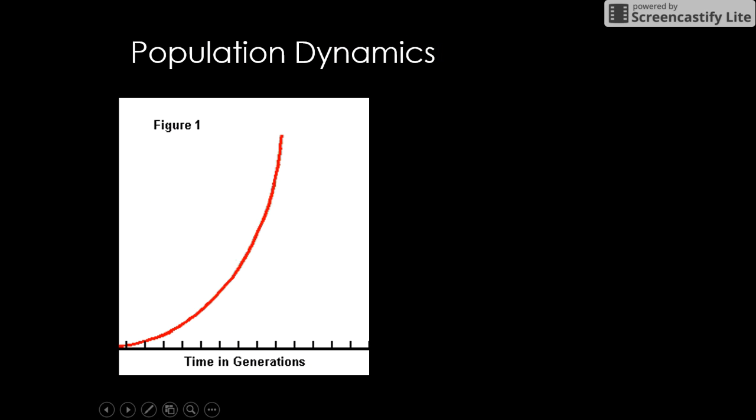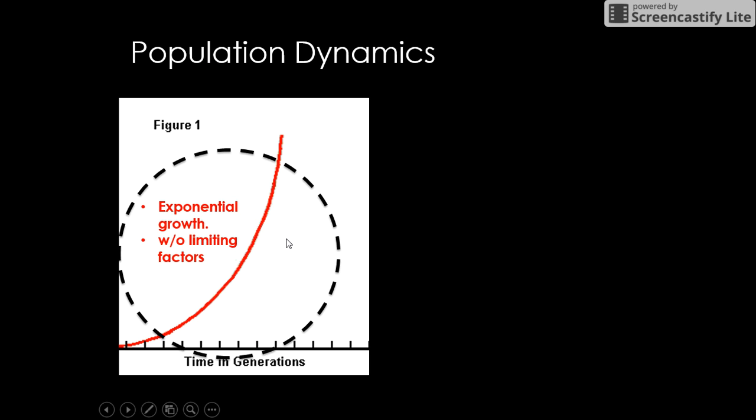So first things first, under population dynamics, I would highly suggest drawing these two graphs. You don't have to draw this circle, but I would draw out that straight up line is exponential growth without limiting factors. So limiting factors are things that limit the growth of a population. So if we run out of food, population is not going to grow anymore. If there are no limiting factors, so without limiting factors, population is only going to increase.